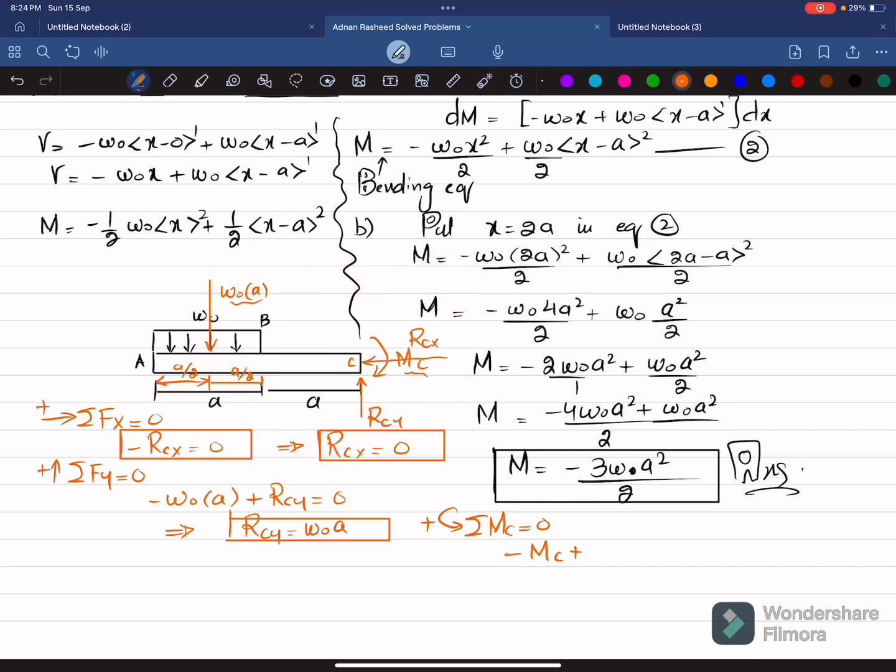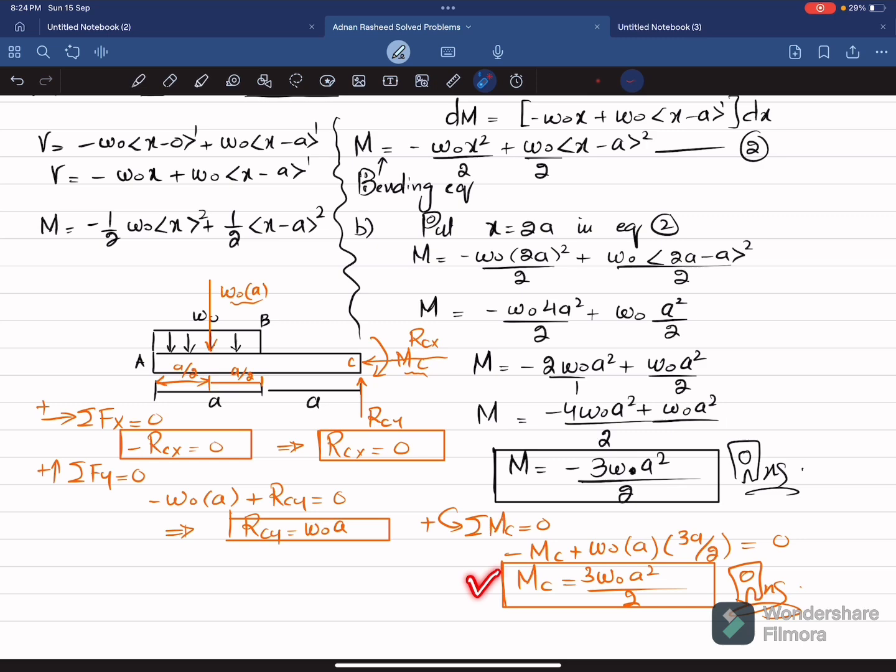So I can write plus W naught into A into 3A divided by 2 is equal to 0. So movement about point C will be equal to 3W naught A square over 2. Okay, so this is the movement at point C by using equation of equilibrium and from the free body diagram of the beam. So you can see here this is positive, so it means our assumed direction is correct.